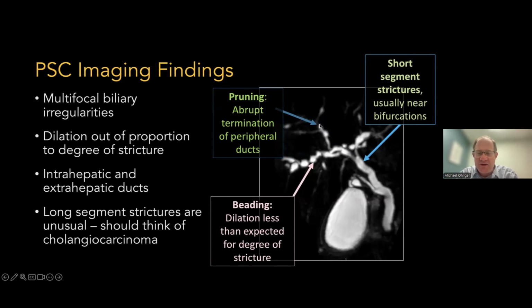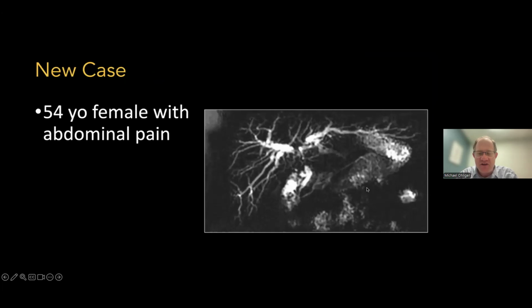You're looking for pruning, which is like abrupt termination of ducts. Beading is when they actually grow like this. And then also either short segment strictures or long segment strictures. And these findings parallel what you're going to see on an ERCP. And again, just shows you the power of what you can do on a non-contrast examination.